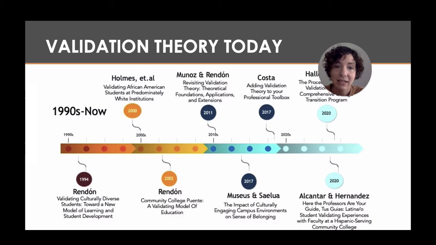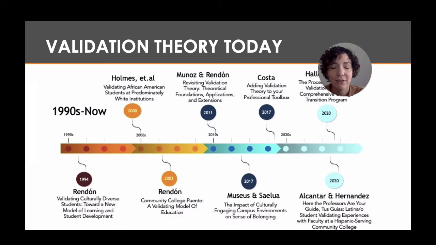In 2017, Museus and Saelua, professors of education studies at UC San Diego, ground their study in the importance of campus environment and a sense of belonging, furthering the work to reject Tinto's integration theory. Looking at West and East Coast colleges, they built on the discussion of cultural validation to promote student success, presenting a culturally engaging campus environments model as a useful tool to build culturally validating campus environments.